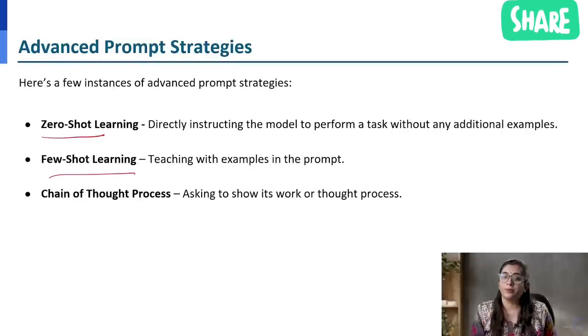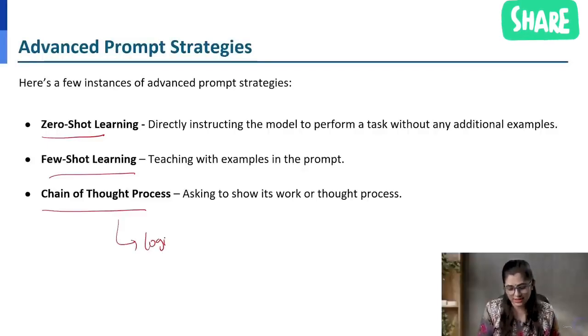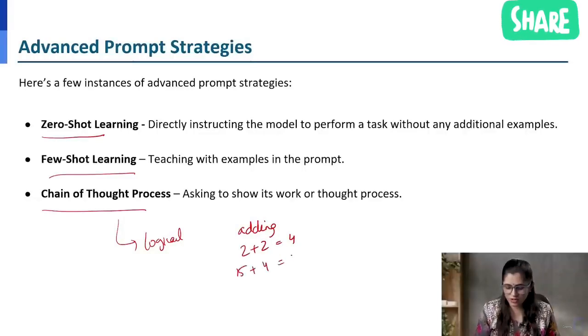Now, chain of thought. Chain of thought is designed for logical tasks. Anything logical, it is the best prompt strategy to follow. In chain of thought, you give an example of how to do a process. For example, you are adding: you give an example, 2 plus 2 is equal to 4. Then you say 15 plus 4 is equal to 19. Then you give an input.